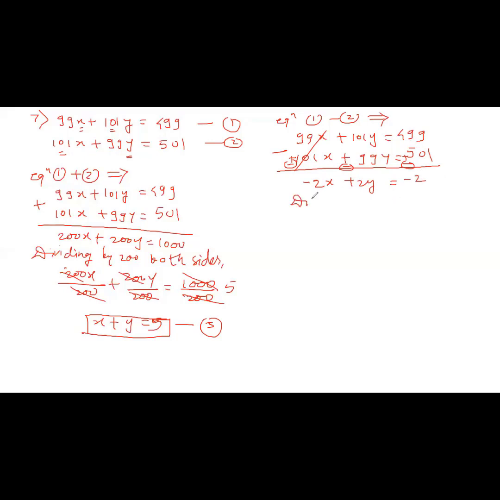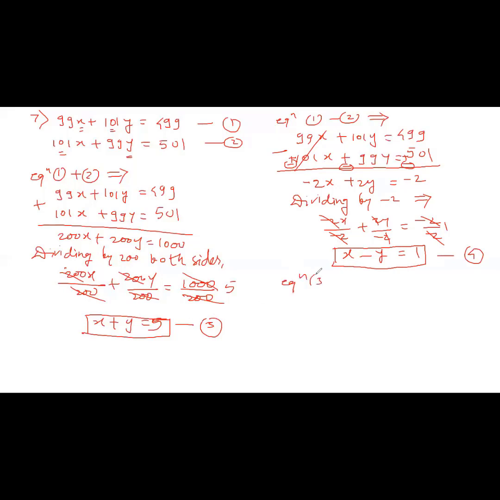So dividing by minus 2, it becomes minus 2x upon minus 2, 2y upon minus 2, and minus 2 upon minus 2. What will happen? The minus 2 will get cancelled. So it becomes x, plus minus minus becomes minus y, and minus 2 cancels, it becomes 1 here. Now let's call this equation 4. Now you are going to solve equations 3 and 4 simultaneously.